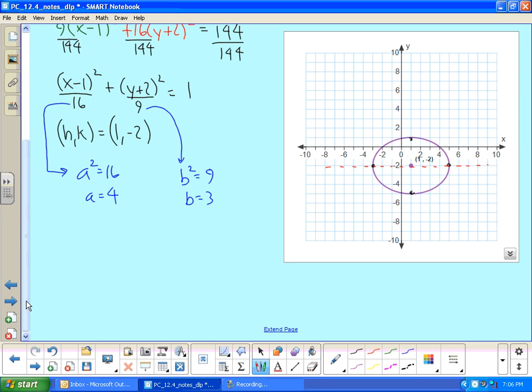So we can go find it. c squared is equal to a squared minus b squared. c squared is equal to 16 minus 9. So we're talking about c equal to the square root of 7, plus or minus that.